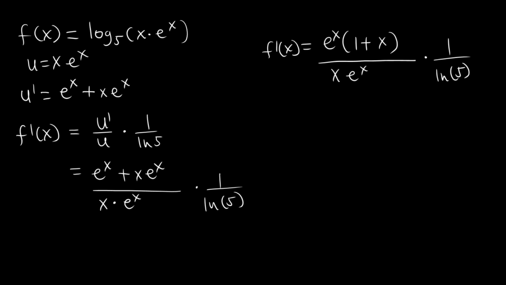At this point, you can cancel out e to the power x on both sides. So let's write what you have left. I'm going to have f prime of x equal to 1 plus x divided by x multiplying ln of 5. So that's all for this video.